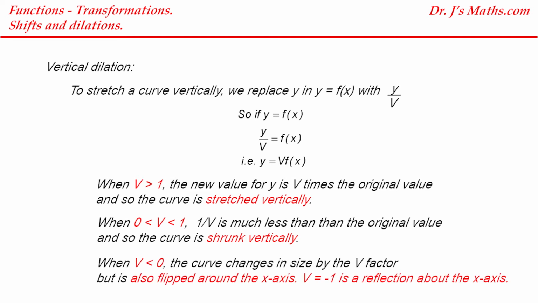When v is less than 0, the curve changes in size by the v factor, but it is also flipped around the x-axis. v equals -1 is a straight reflection about the x-axis.